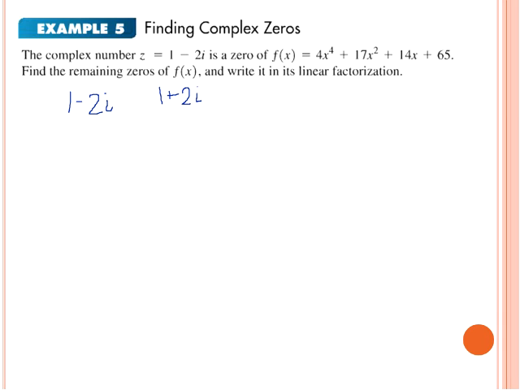Now, you could go ahead and graph and see if that crosses the x-axis anywhere, and hope that the other two zeros are going to be x-intercepts. But there's another way we can go about it. So algebraically, we're going to go ahead and write these two things as factors. So I'm going to say, well, that's x minus 1 plus 2i, and x minus 1 minus 2i. Is everyone okay with how I took those zeros and then created the factors for them?